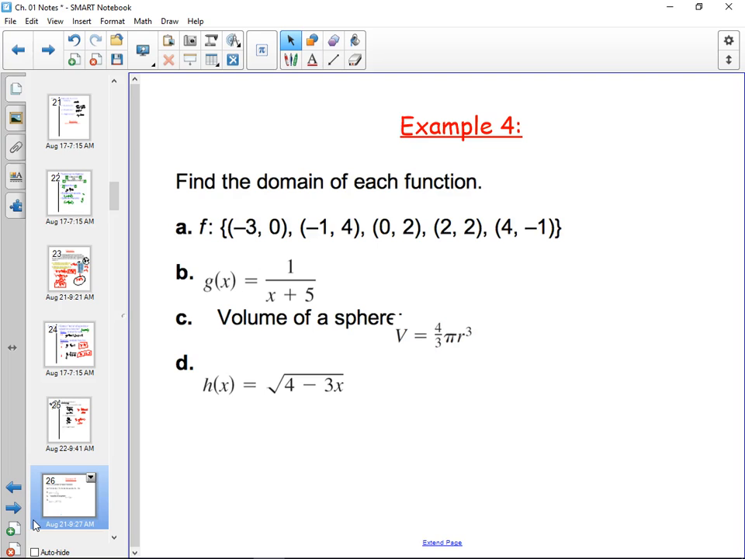Just in case you need a hint, letter A should be just a set of values. B, C, and D should be, well, for most of you, just inequalities.